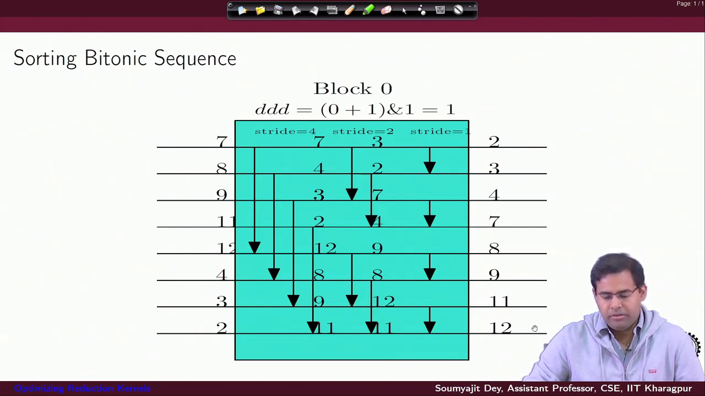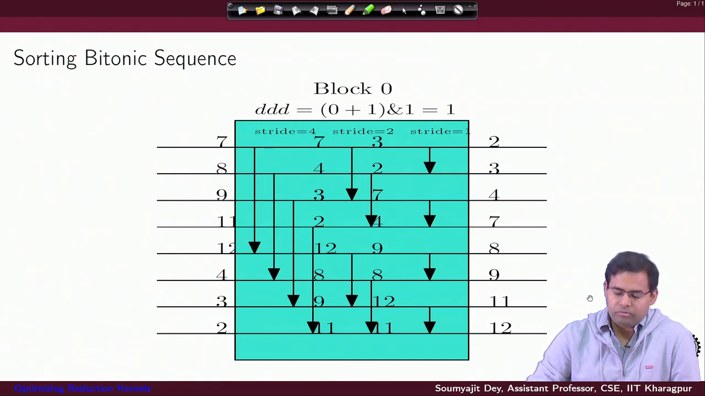So, that would be our overall discussion on Bitonic sort implemented as a CUDA program.